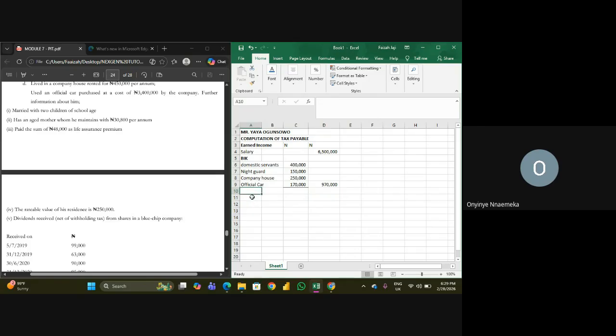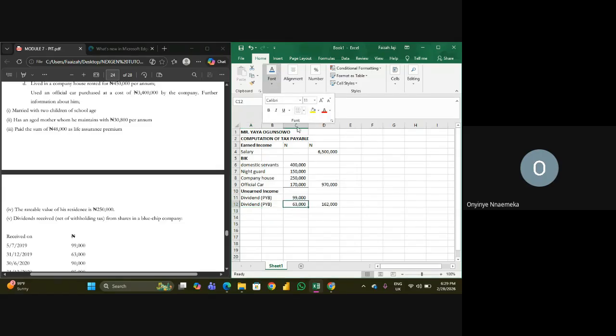Then we have what? Unearned income. So unearned income is going to be what? Dividend. And remember, dividend is going to be what? PYB. Unearned income is based on, don't forget, please. And we have two dividends in 2019. We have 99,000, and we have what? Still dividend. We have 63,000. So that's the total of the unearned income.